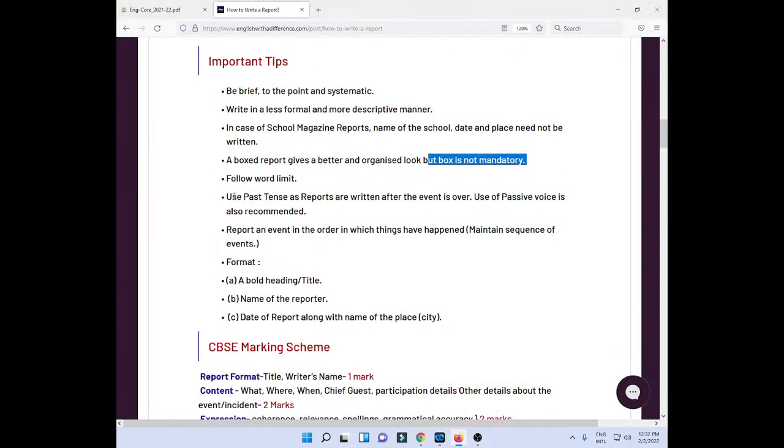Then use past tense as reports are written after the event is over, as we have already discussed on this point. Use of passive voice is also recommended, right? So you can also use the passive voice. Understood? As I told you, if you are referring to statistics data, then you need to write this data in passive voice structure. And as the event or the incident has already taken place, that is why you need to write the report in past tense, right?